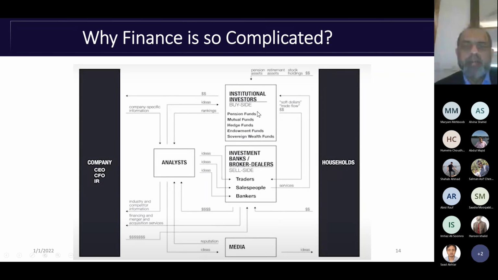So there are institutional investors, like pension funds and mutual funds and hedge funds and endowment funds, and the bankers and the traders and the brokers, and then sitting here are the analysts who are trained to read how a company is performing. Especially, there are two types of companies and businesses.